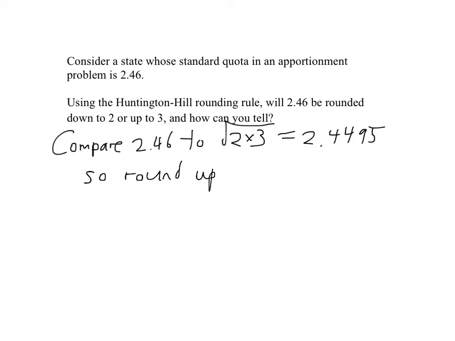3. Even though Webster, conventional rounding, would have told us to round down to 2, from the Huntington-Hill point of view, this number deserves to be rounded up. It exceeds the threshold for rounding up instead of rounding down.